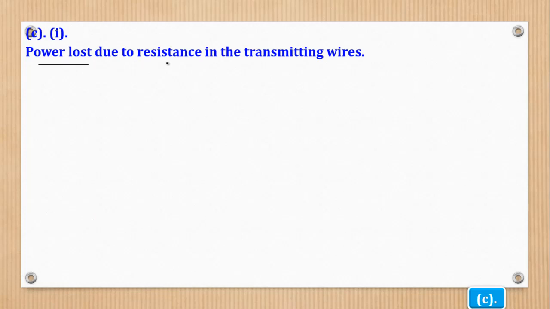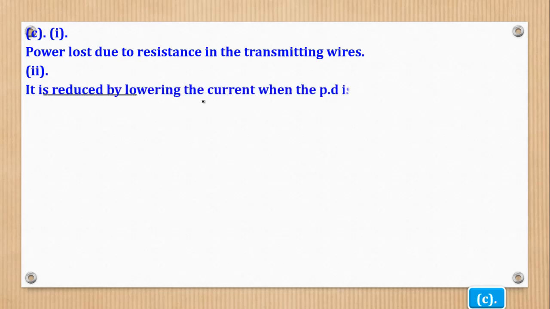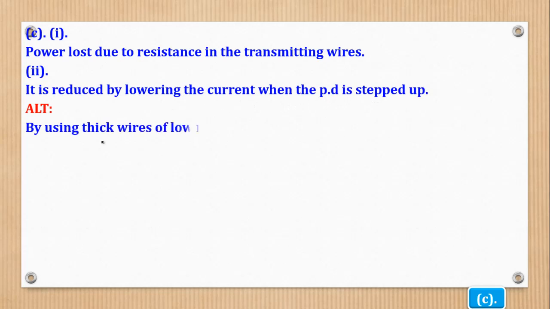So power loss is due to resistance in the transmitting wires. So the resistance in the transmitting wires causes the power loss. Then 2, how they can be minimized. 1, reduced by lowering the current when the PD is stepped up. And basically that is it. Alternatively, you can say by using thick wires of low resistance. And that's what they wanted.